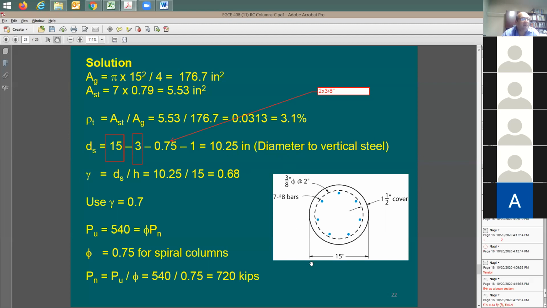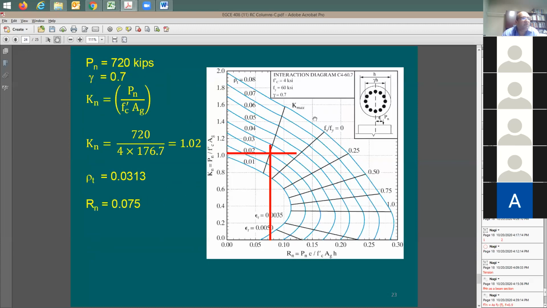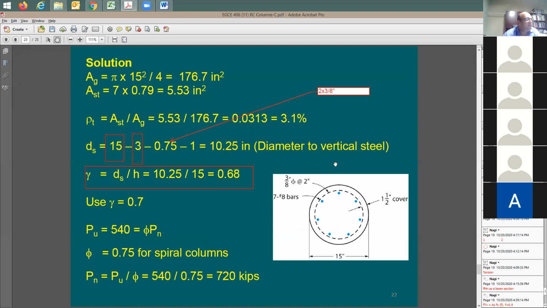How about gamma? The big diameter is 15. So if you take this 10 1/4 divided by 15, it is going to be 0.68, which is your gamma factor that you need to pick a chart for, right? Are we good? So I'm going to be using gamma of 0.7. So when I pick a chart, I need to pick the chart that goes with gamma of 0.7. Great. Now I know exactly which chart to use.